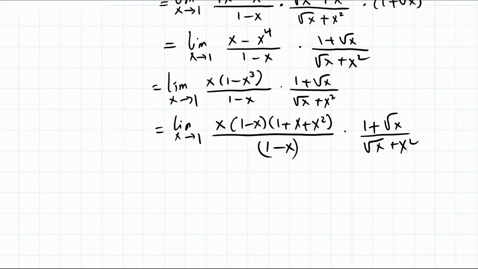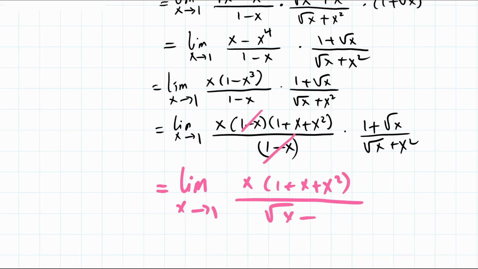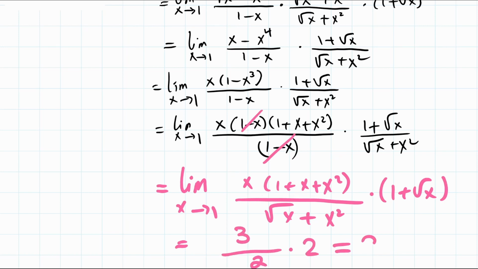Okay, so there's a bit of cancellation that takes place here. 1 minus x will cancel with 1 minus x for the same reasons we've been saying for so long. So that's the limit as x goes to 1 of x multiplied by 1 plus x squared divided by the square root of x plus x squared multiplied by 1 plus square root of x here. So now as x goes to 1, this is going to 3. Okay, that's 3 divided by 2 multiplied by 2, and the result is just 3.